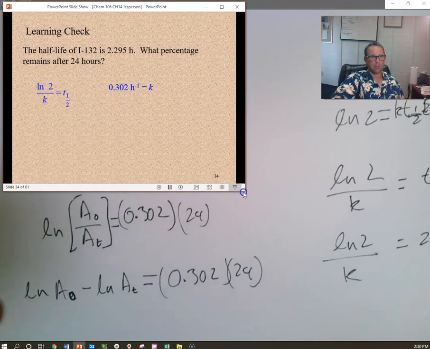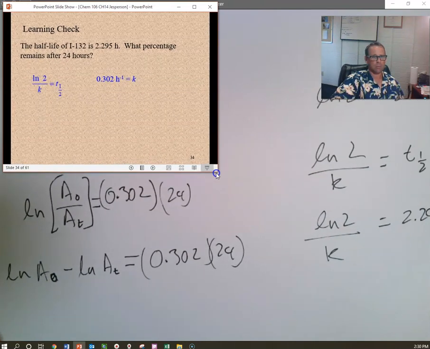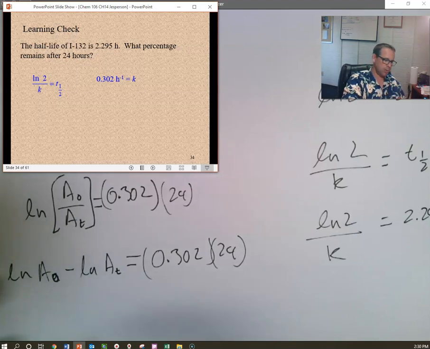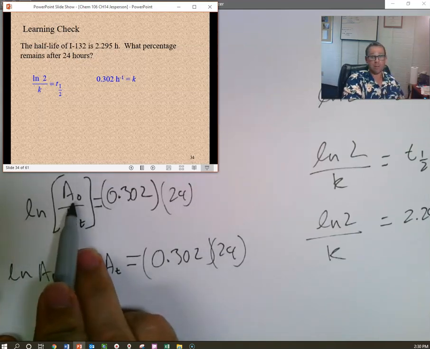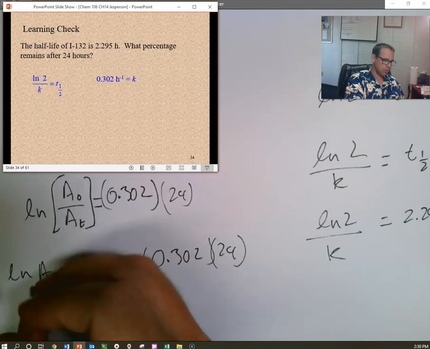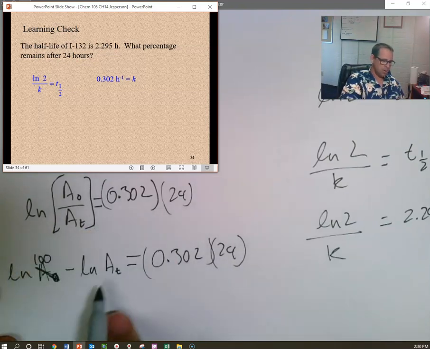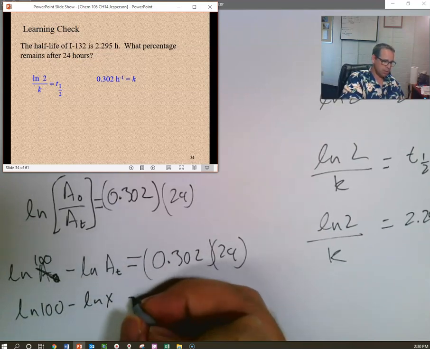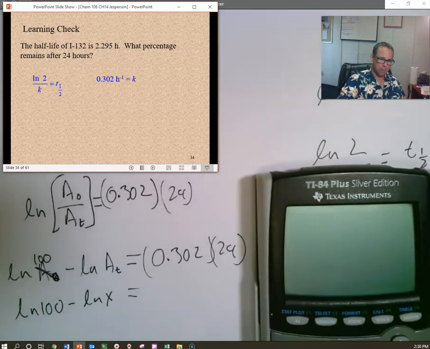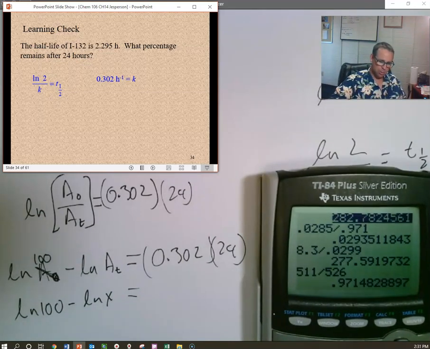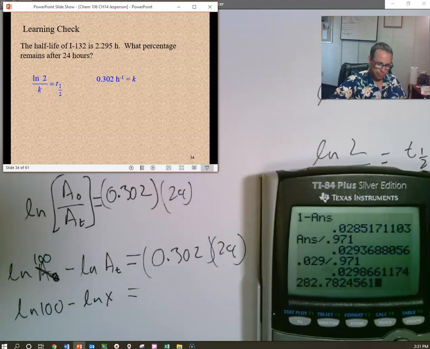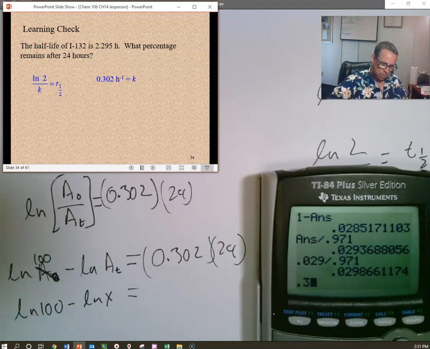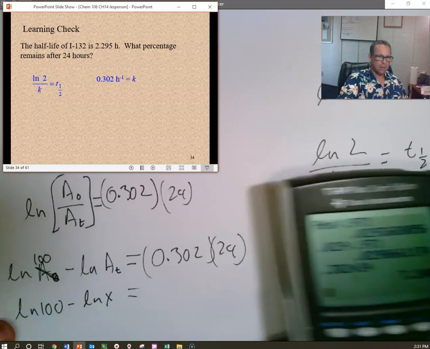And what other things do we have in here? Well, if we said that our initial concentration was 100%, that would give us just one variable to solve for. So I'll make this 100, and then we're going to be solving for this, and that'll be some value, x. So we go natural log of 100 minus natural log of x equals, let's simplify the right half of the equation, 0.302 times 24, which is 7.248.